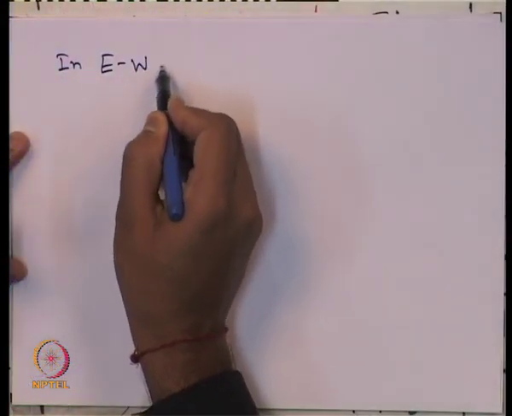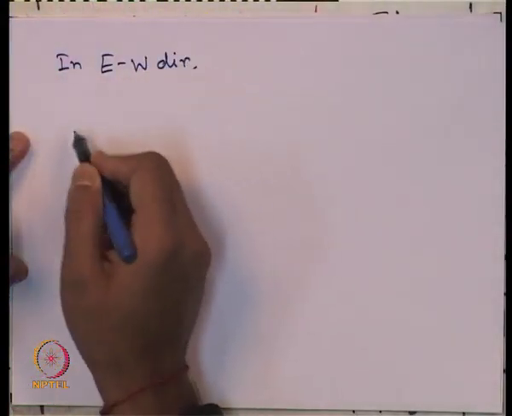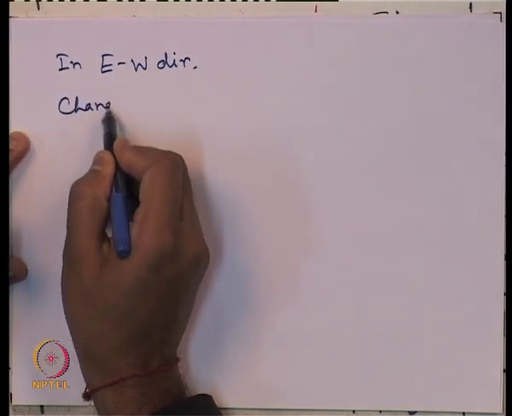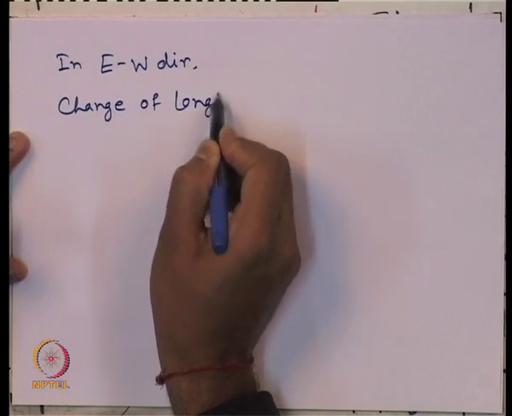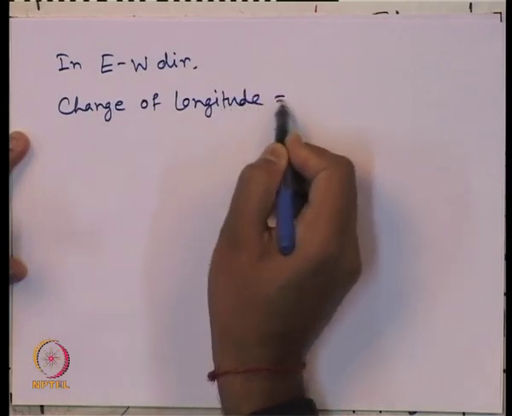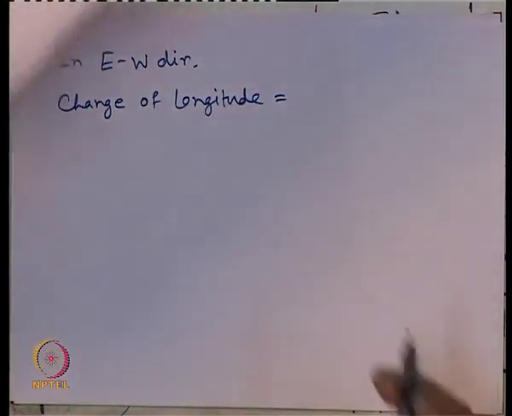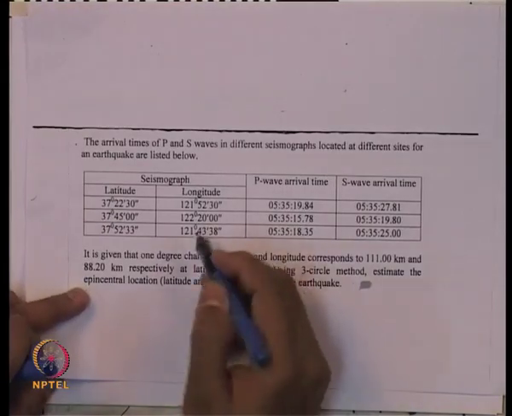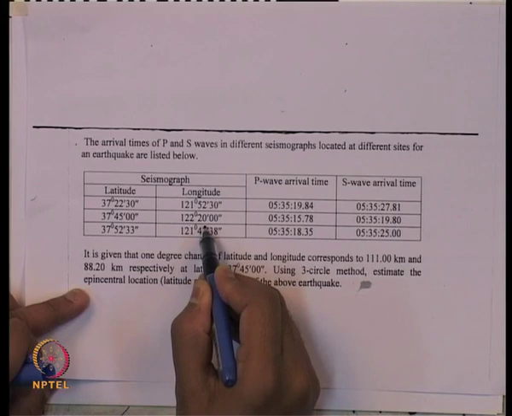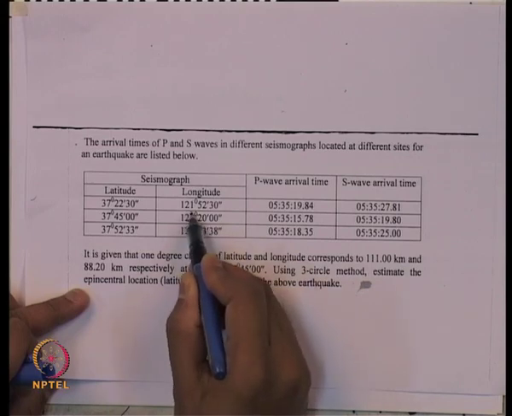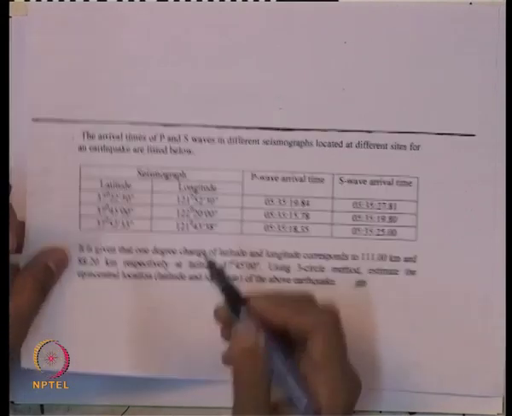Next, we have to see the longitude change. Now, in the east-west direction, that is in the longitudinal change direction, we have to find out the change. So, the change of longitude: let us see how much is the change in the longitude. There is a change in the degree also. It is 122 degree, 20 minute, 00 second. It is 121 degree, 52 minute, 30 seconds.